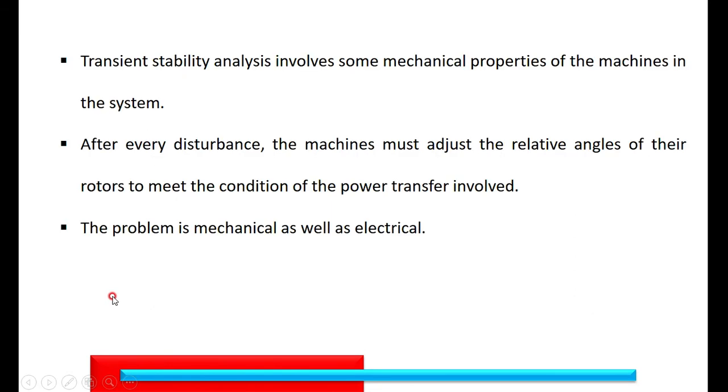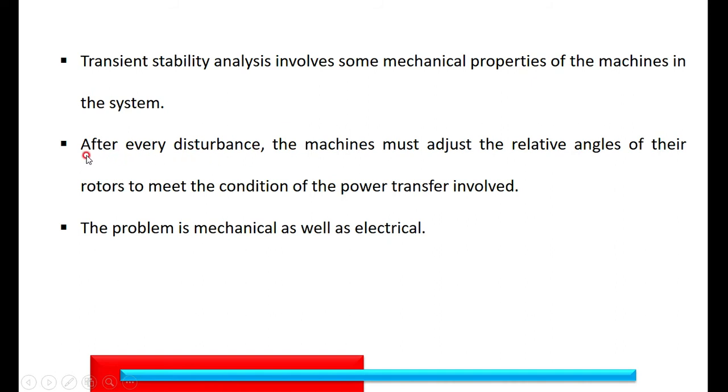We know that there is an inherent property of the machines: in the event of large changes in the loading conditions, that comes under transient stability. Therefore, it affects the dynamics of the synchronous machines. The transient analysis involves some of the mechanical properties of the machine in the system, in the form of stored energy, inertia, all those things.